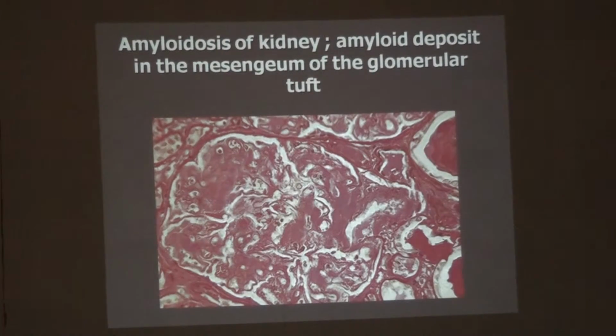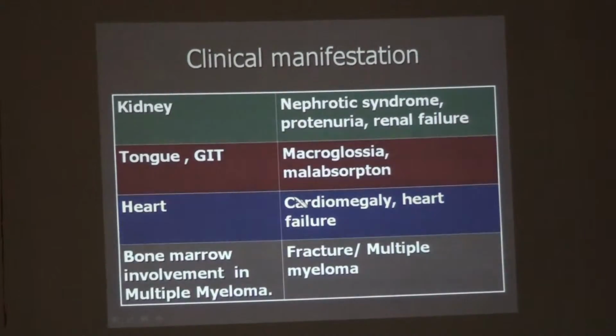So these are the amyloid deposits. This is the mesangium. This is the glomerulus. Full is the glomerulus, and in the glomerulus you can see only mesangial matrix. There is a deposition of the amyloids. What we are getting here.